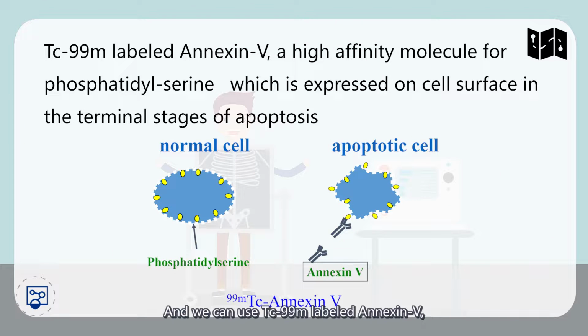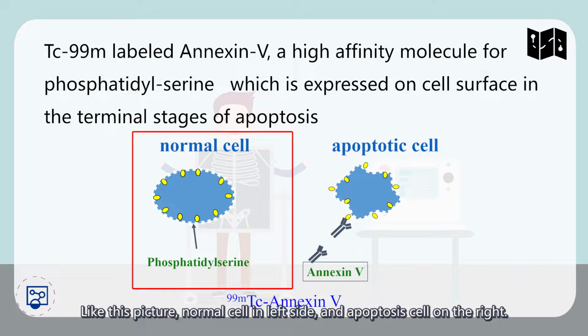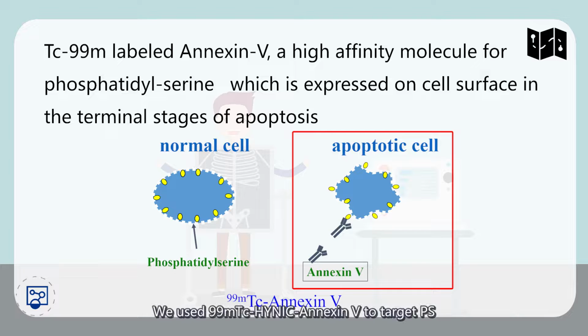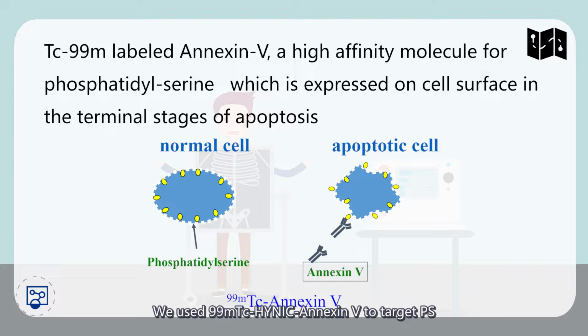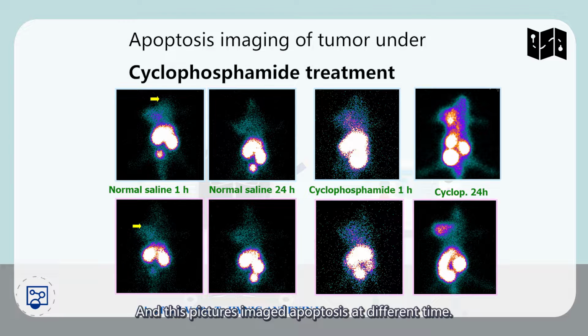And we can use the technetium labeled annexin 5. This is a high affinity molecule for PS, which is expressed on the cell surface in the terminal stage of apoptosis. Like this picture, normal cell on the left side and apoptosis cell on the right. We use technetium labeled annexin 5 to target PS on the apoptotic cell surface. And this is apoptosis imaging pictures.